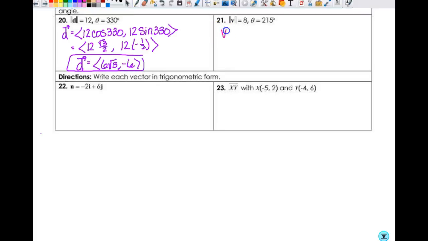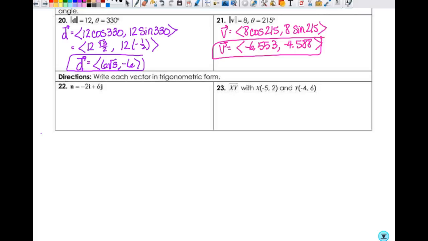All right, so then to find V, this is equal to 8 cosine 215, 8 sine 215. So V is equal to negative 6.553 and negative 4.588. Those are the two components in there. That one, not a special angle.